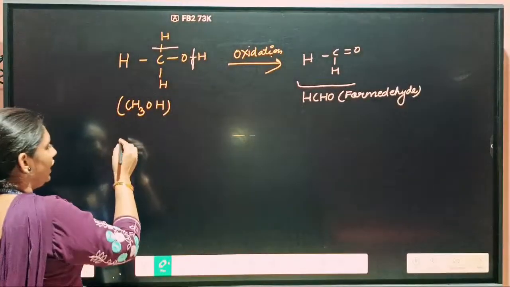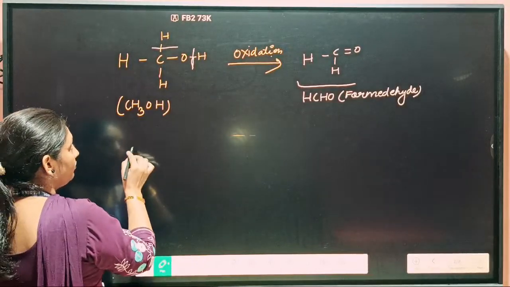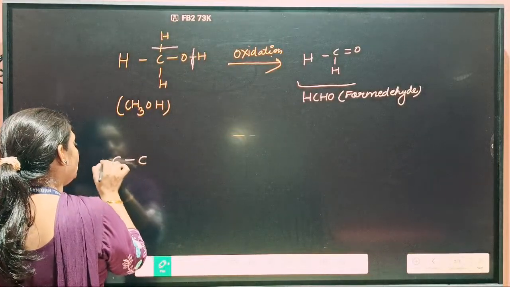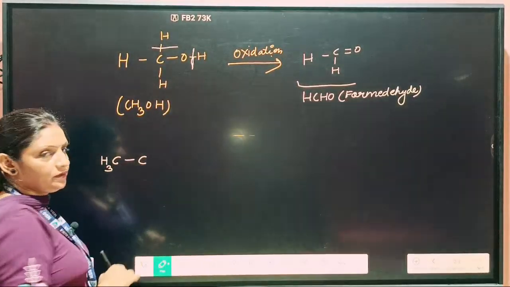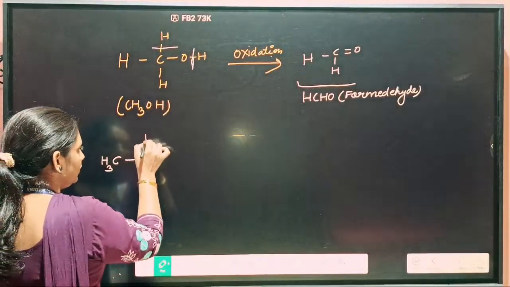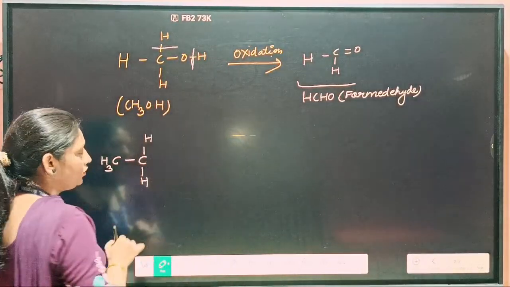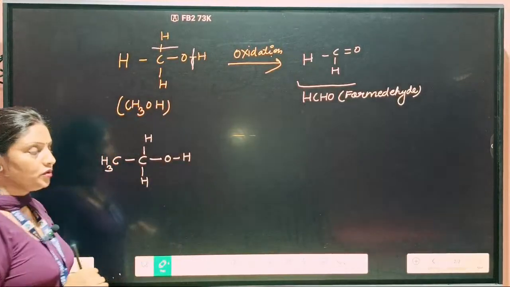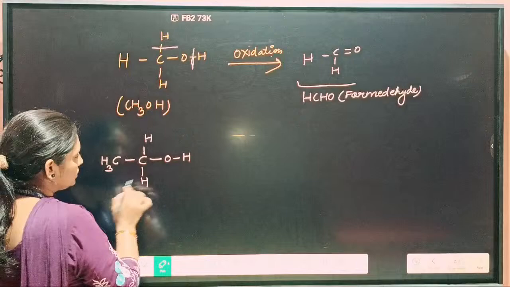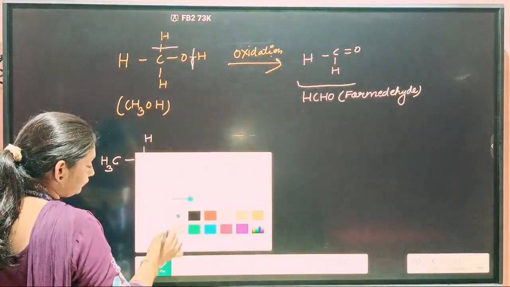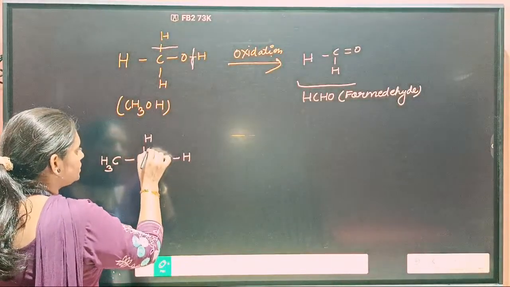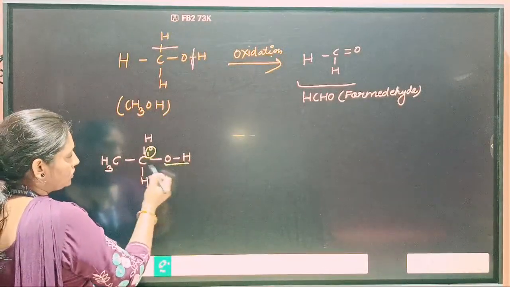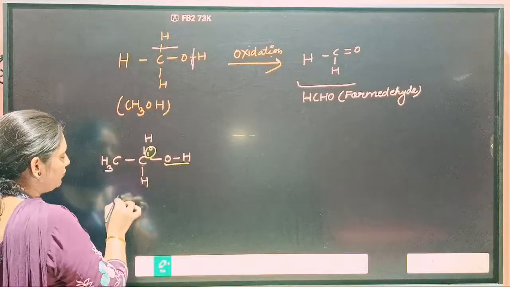But students, if we have a primary alcohol, it means the carbon is forming only one bond with another carbon, and it is forming two bonds with hydrogen and one bond with this OH group, this oxygen. So this is the primary carbon. The alcoholic group is attached to this carbon, so it is known as the primary alcohol.